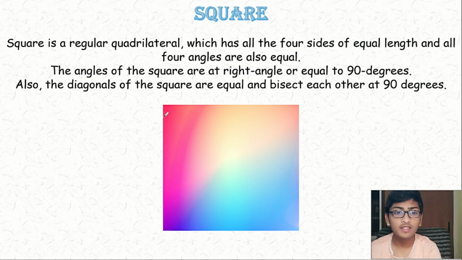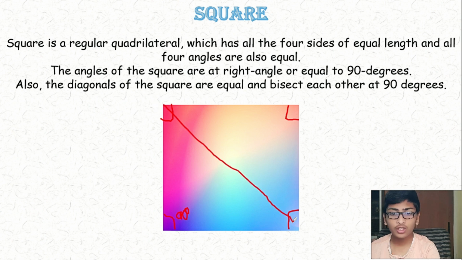This means this square has 90 degrees. These angles are all equal to 90 degrees. All angles are equal to 90 degrees in the square, and the angle between the diagonals is also 90 degrees. The square has only 2 diagonals, and the angle between the diagonals is 90 degrees.